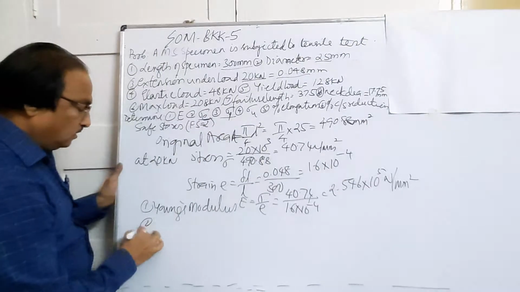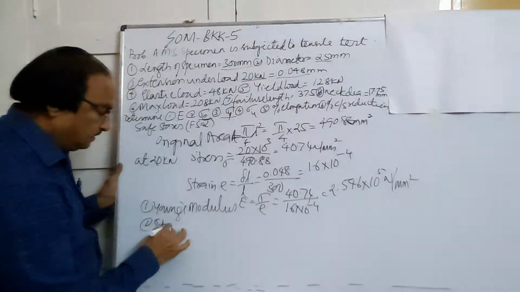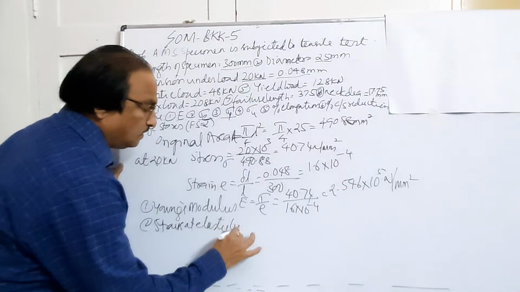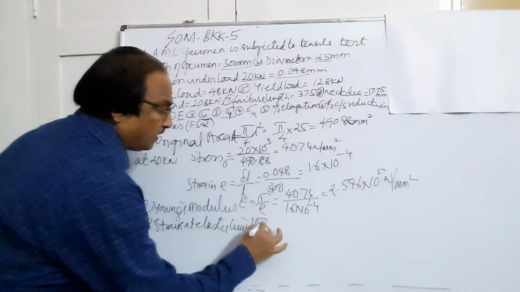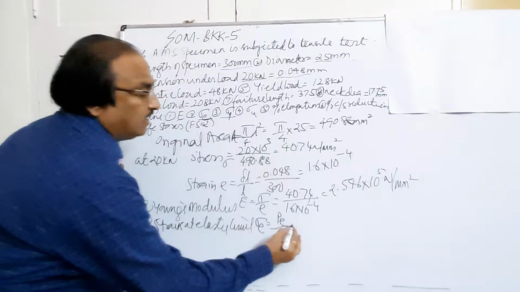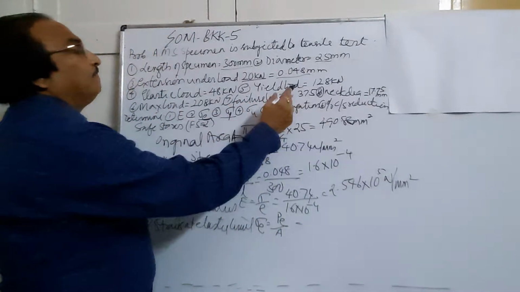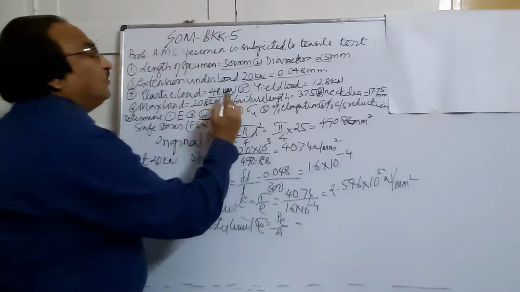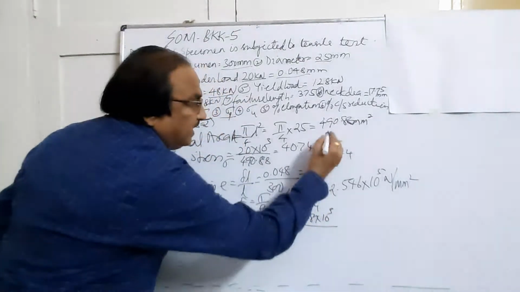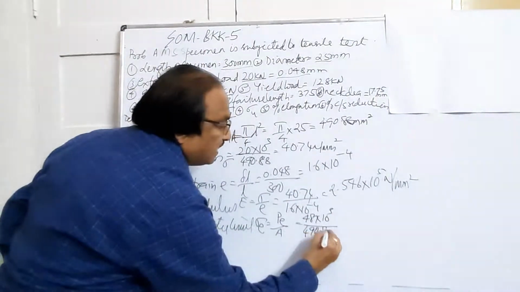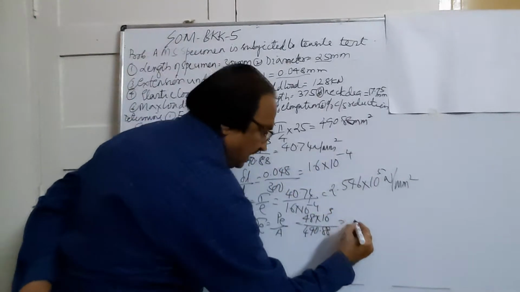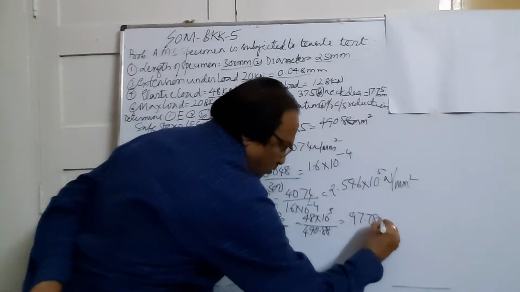Then he has asked for elastic stress, that is, the stress at the elastic limit. This will be the load at the elastic limit divided by the cross-sectional area. The load at the elastic limit is 48 kilonewton. So 48 into 10 to the power of 3 divided by the area 490.88. If you simplify, the value of elastic stress is 97.78 newton per mm square.